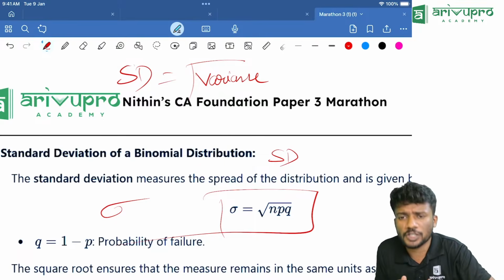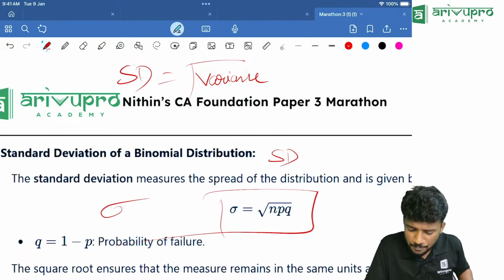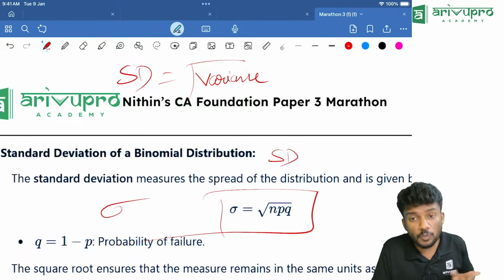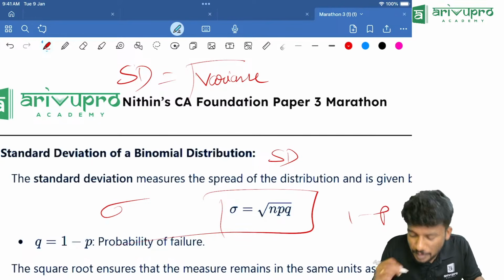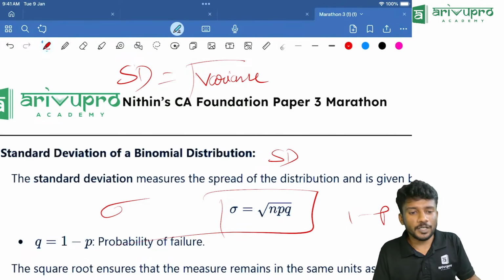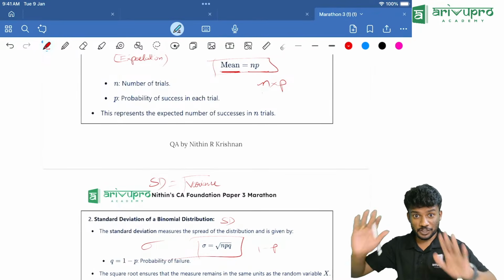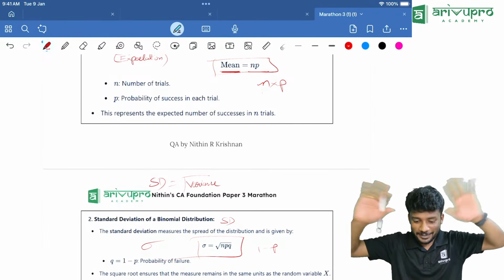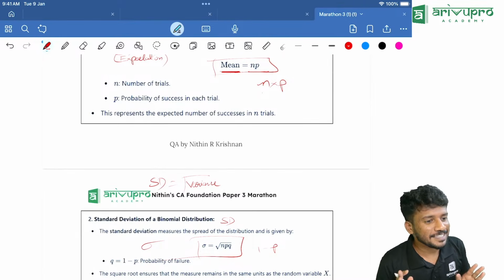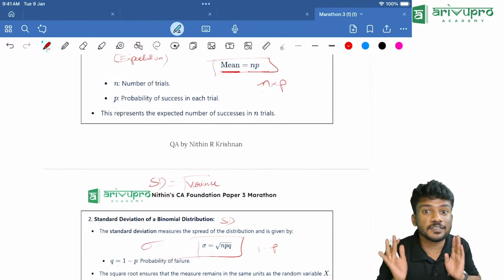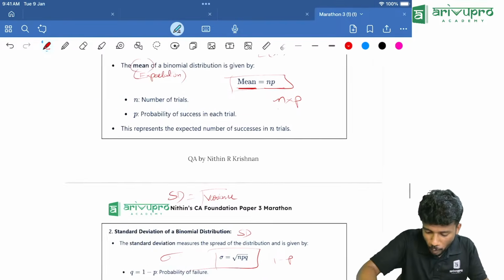Now what is this Q? Q is nothing but what? What is this Q? 1 minus P is the formula for Q. I think you understood. So people, I am revising back again. So I am just making you memorize or realize what exactly is there rather than doubting yourself at this point. You have time.